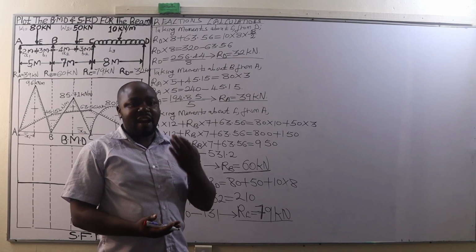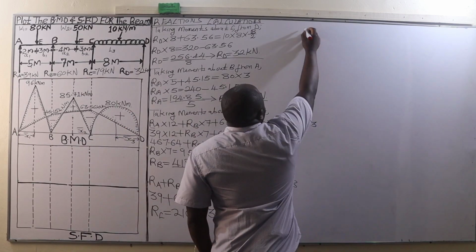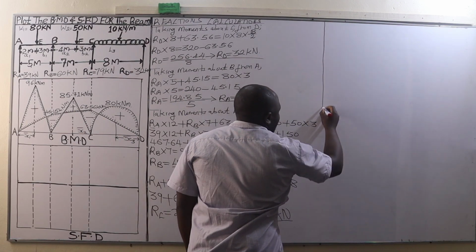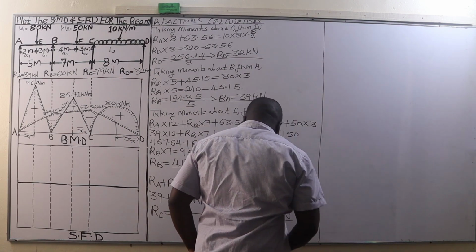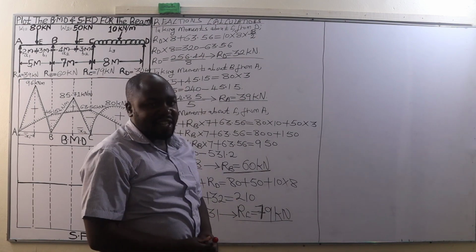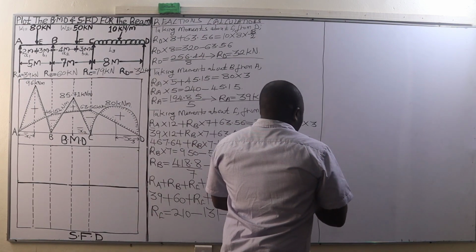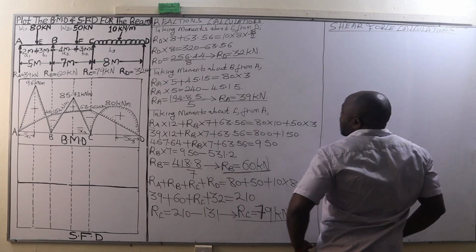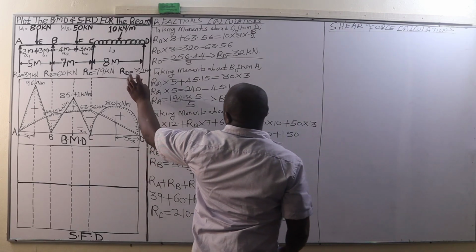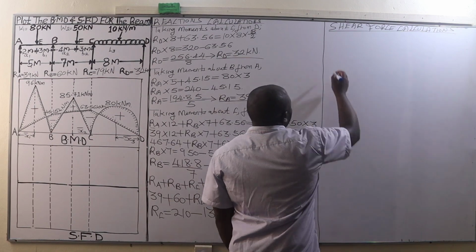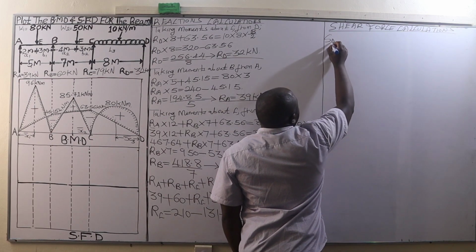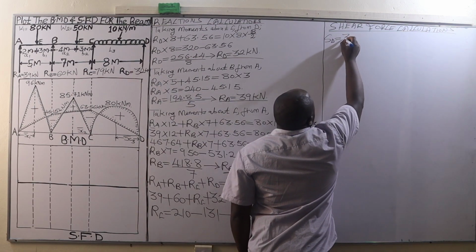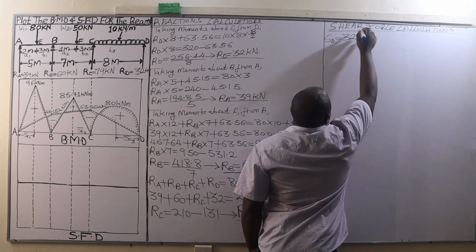Now, after we are done with the calculation of the reactions, finally we are going to calculate the shear forces, so that we use those shear forces to plot the shear force diagram, that is, to plot the SFD. Good. So we go to shear force calculations, and in this case we are going to begin with the shear force at D. So the shear force at D is going to be equal to the reaction at D, which is 32 kilonewtons.